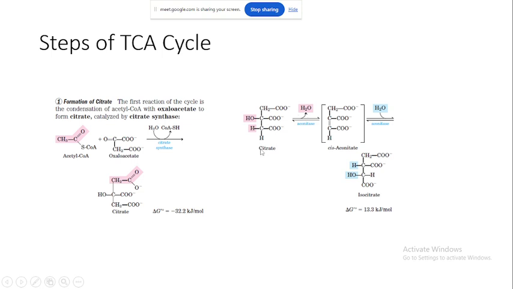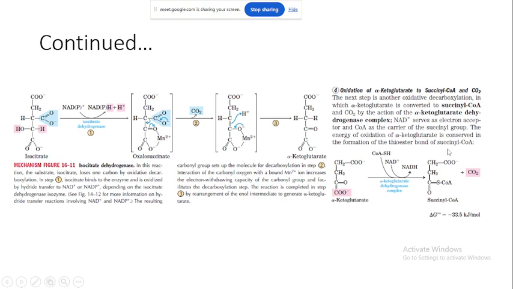Then this citrate can be isomerized by the enzyme aconitase to form isocitrate, right? Just this H and OH will come here and H will go there. That is isocitrate, right? Delta G is positive, so that means the reaction is reversible, right? That's why two arrows are there. From isocitrate, it will take NAD plus.